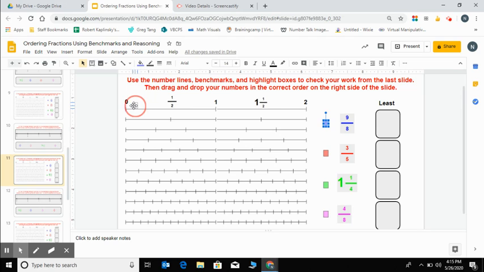I'm also looking here at these benchmarks. So this is 0, and this is 1 whole, and this is 2 wholes. So if I'm looking for eighths, I'm looking for a line that has 8 parts between 0 and 1. And I think that it's this one. Let me just double check. 1, 2, 3, 4, 5, 6, 7, 8. Yep, those are eighths.